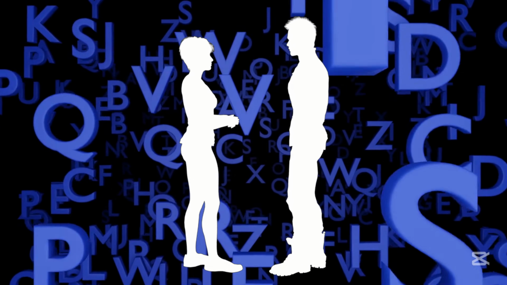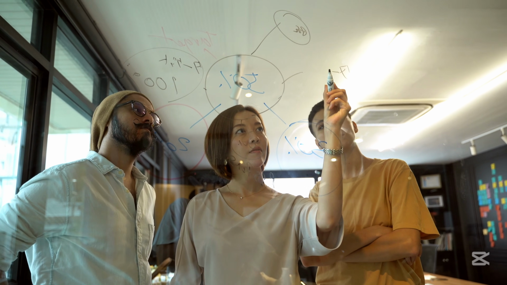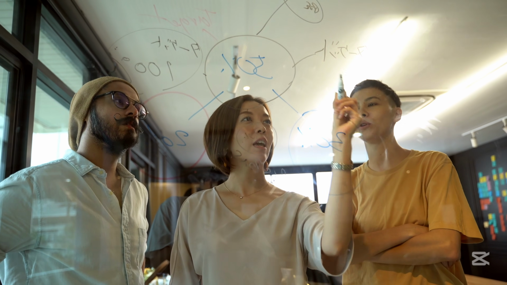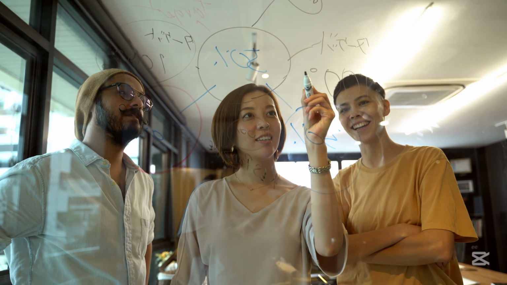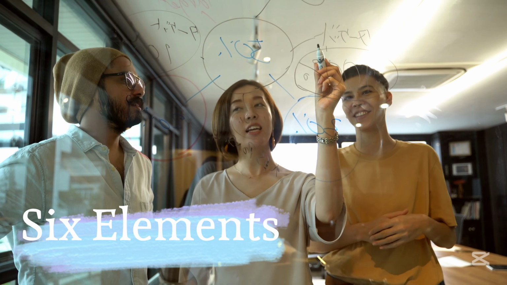He identified 6 main elements in the communication process, and he also identified functions of language based on these elements. These functions are key to understanding the different purposes language serves in communication. Let us first look at the 6 main elements.